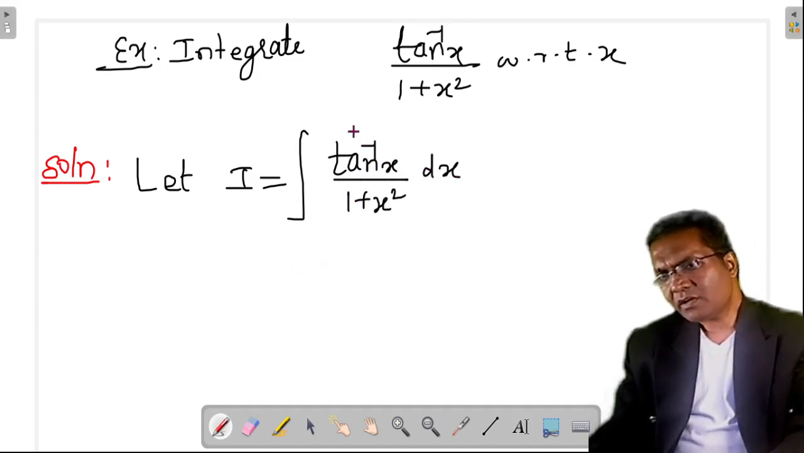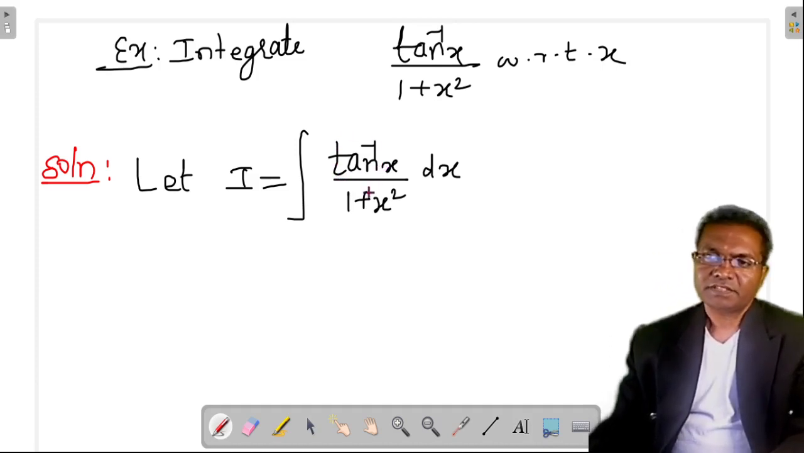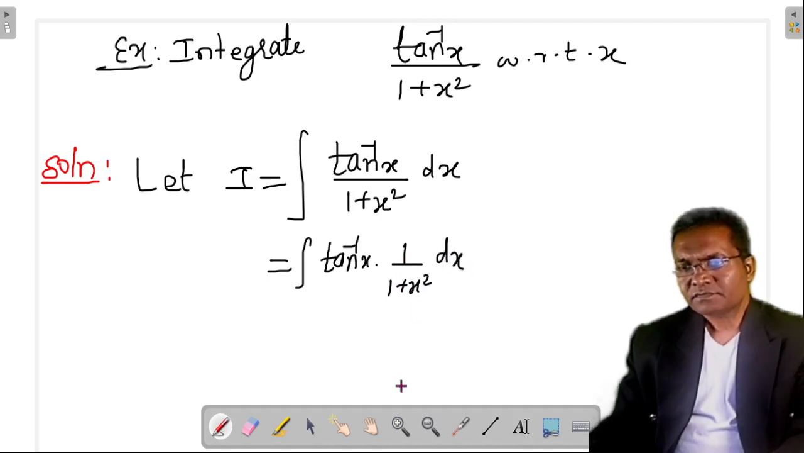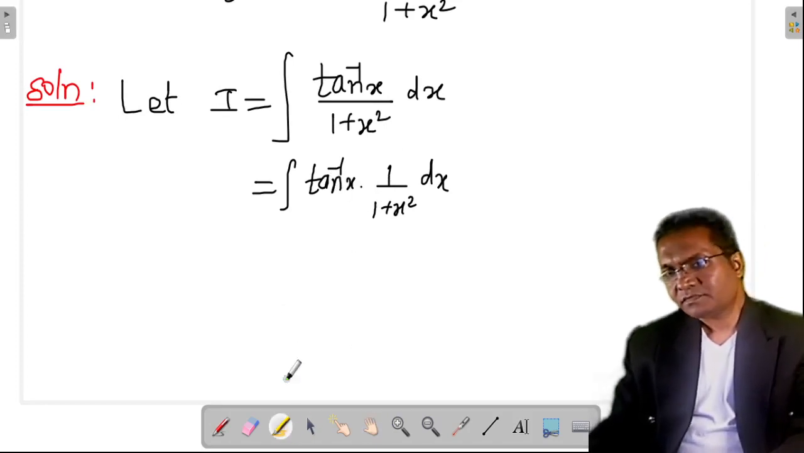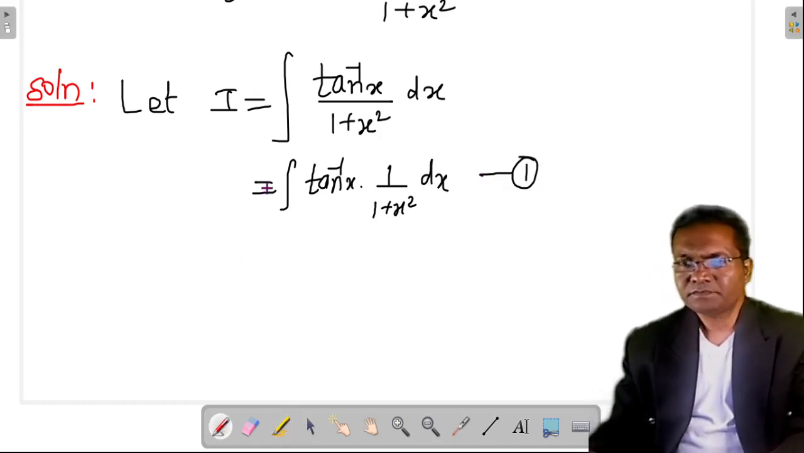Now look, immediately the derivative of tan inverse x is 1 by 1 plus x square. So it is here. So for your understanding, I can write it as a product of two terms: tan inverse x, and its derivative is here. This is your f of x, this is your f dash. So substitute. I can call it as number 1.